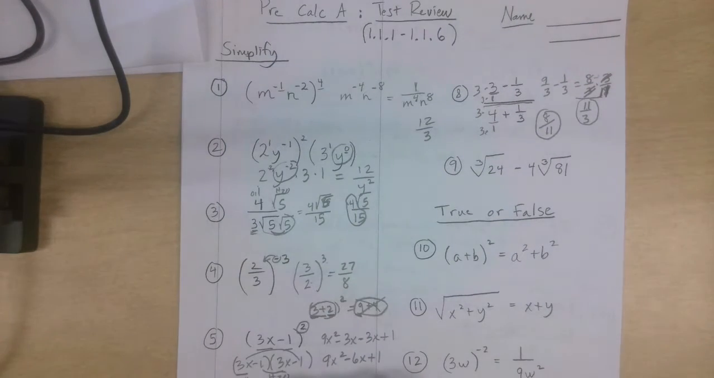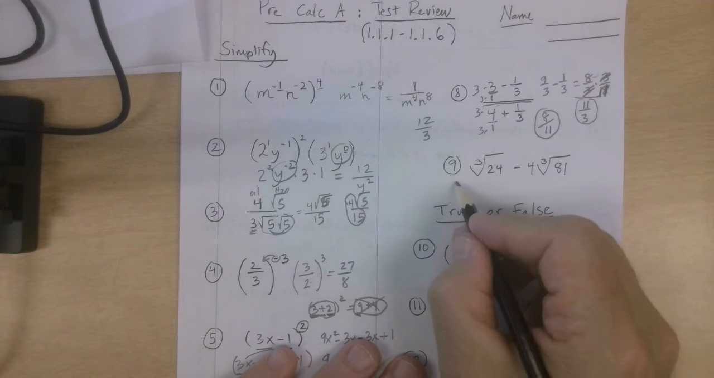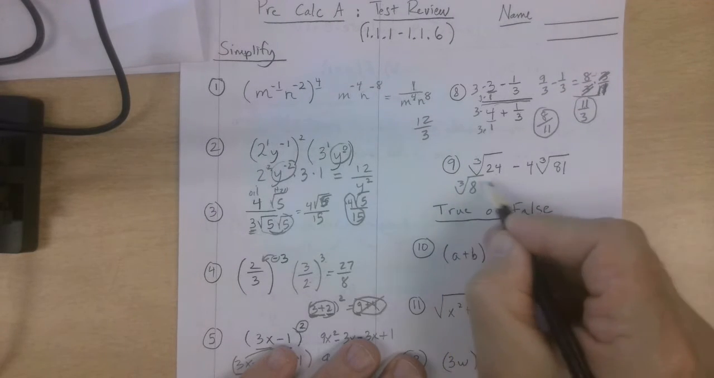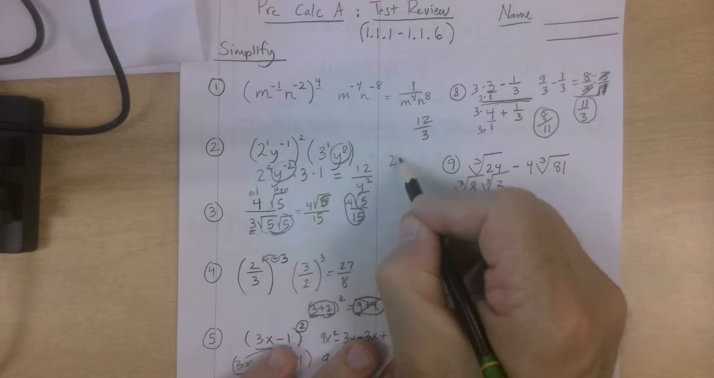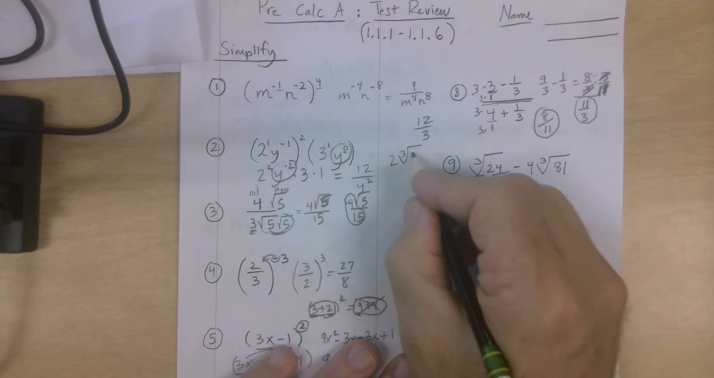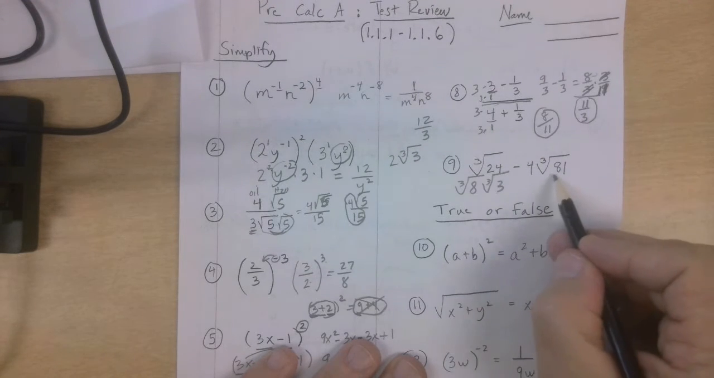Done. Cubic roots. What's the largest perfect cubic root that goes into 24? 8. How many times? 3 times. I'm going to clean that up over here. 2 cubic root of 3. Now we got a mess over here.